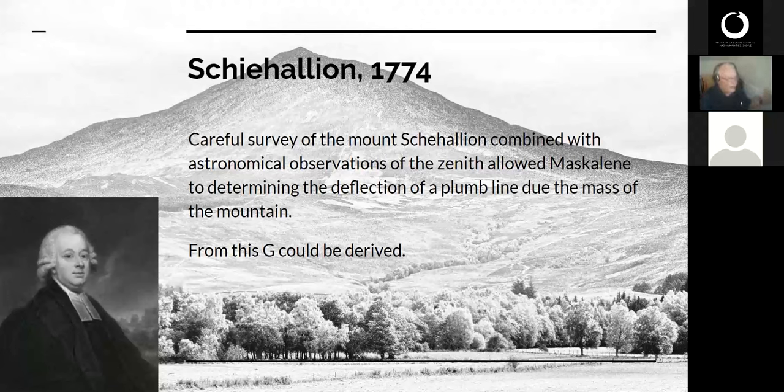They had to do a lot of other things. They had to do a very precise survey of the mountain in order to work out its volume. And having worked out its volume and measured the density of the rock and the deflection of the plumb line, they could come up with an estimate of G. There's been some controversy over whether this was feasible and whether you could get such good results.